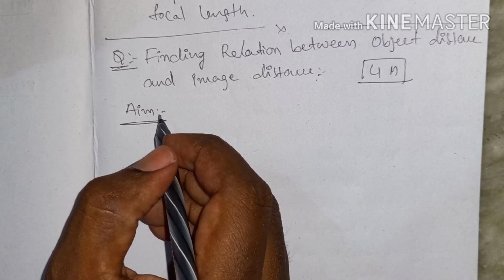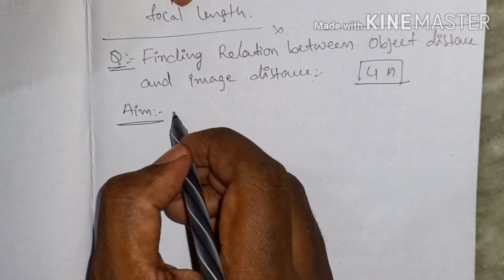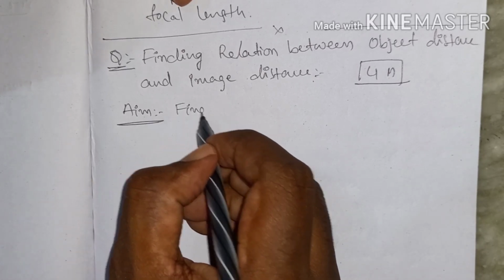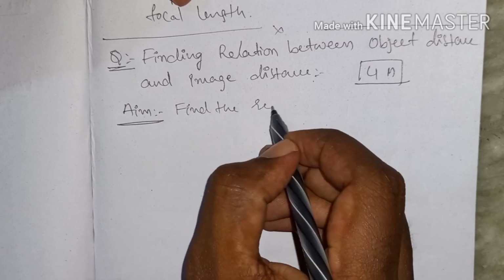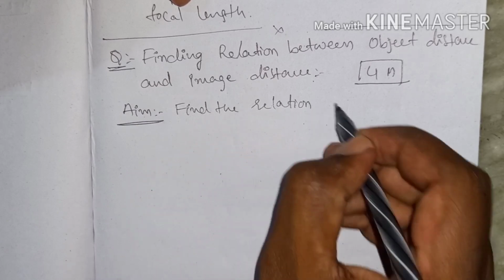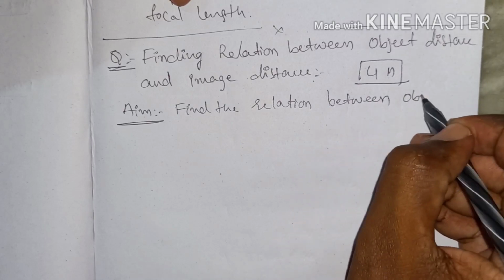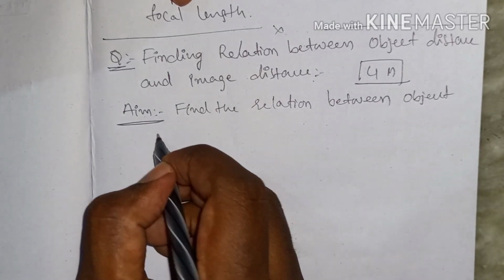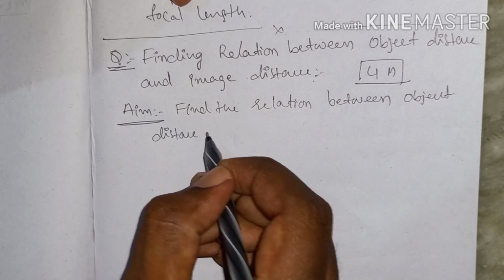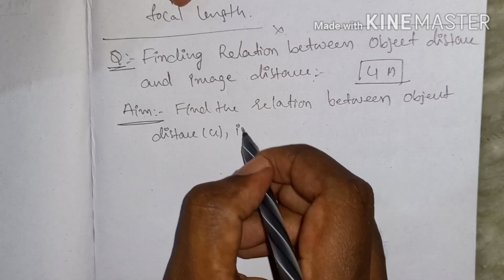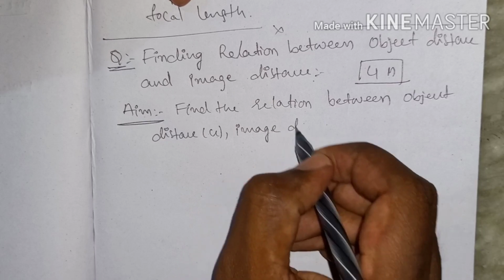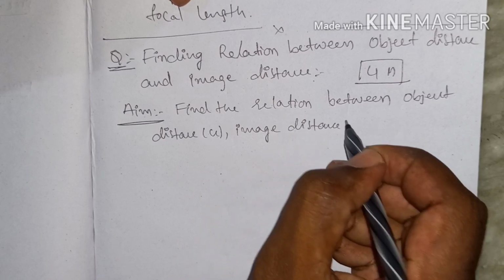So first one, what is the aim? Aim means finding the relation between object distance, that is u, and image distance, that is v.